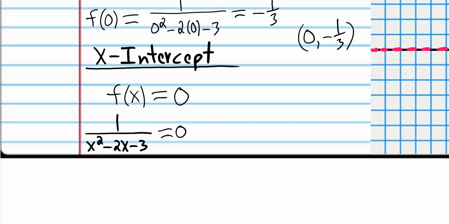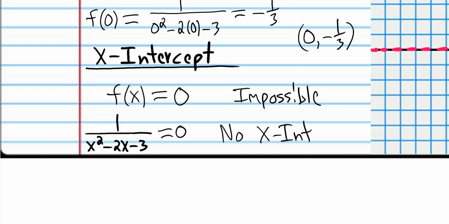In order for the expression to be 0, the numerator has to be 0. That's what makes a fraction 0. You can make this fraction undefined by making the denominator 0, but that's not the same thing as making the expression 0. You need the numerator to be 0. That's the only way that it could possibly be 0. So that's impossible. The equation is impossible. So there's no x-intercept.